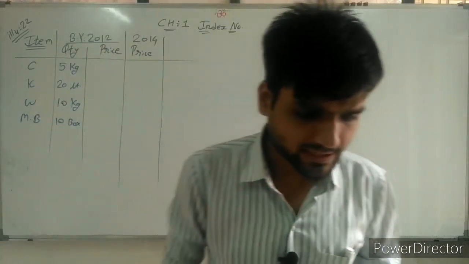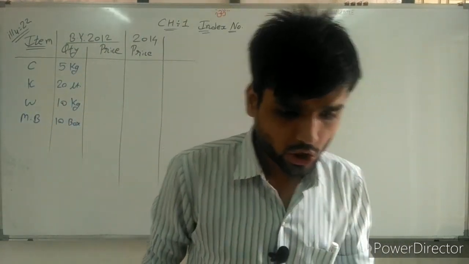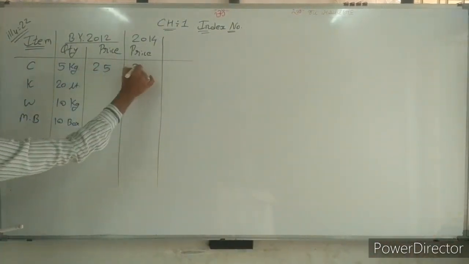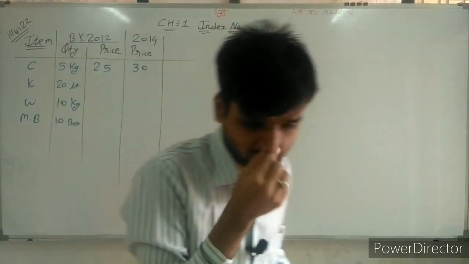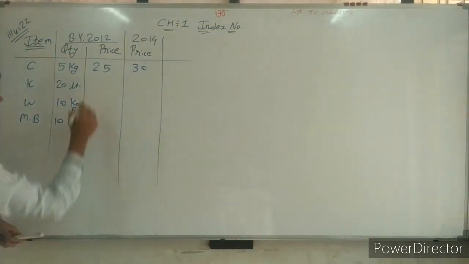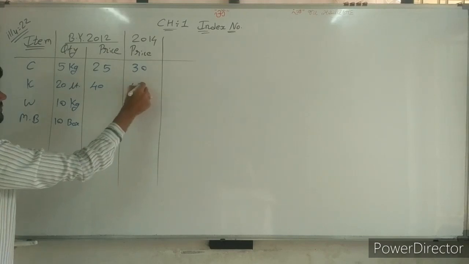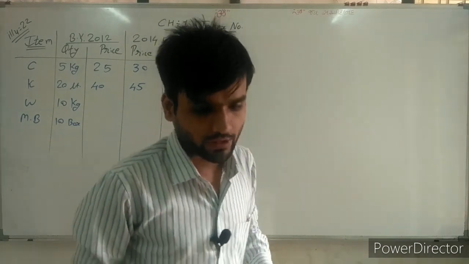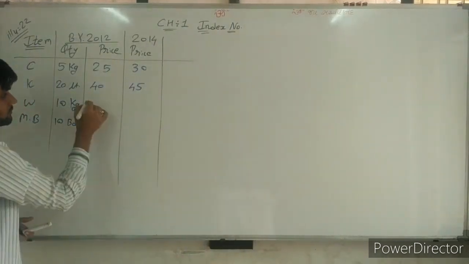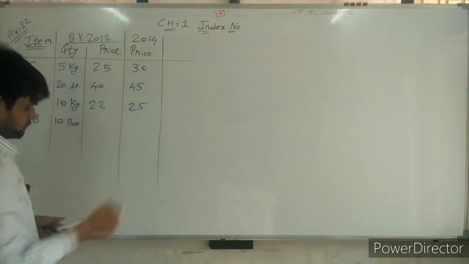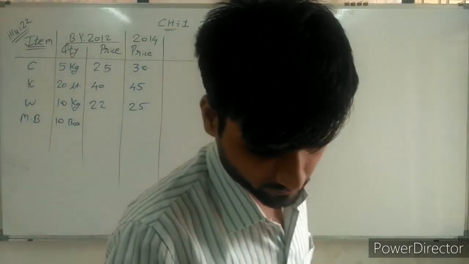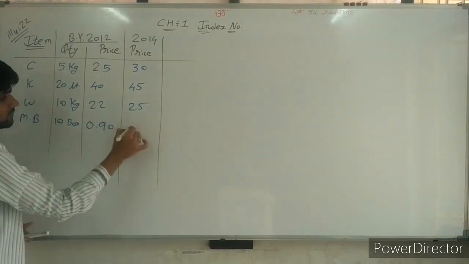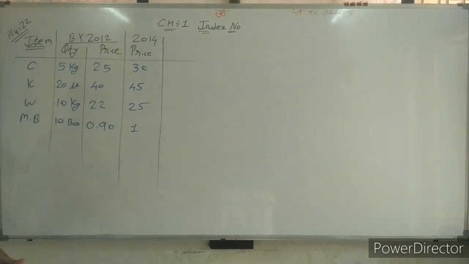So now I am writing prices: 25, 30, 40, 45. This is per unit price, so don't worry about it. 20 to 25, 0.90 and 1. So these are the prices which are available.